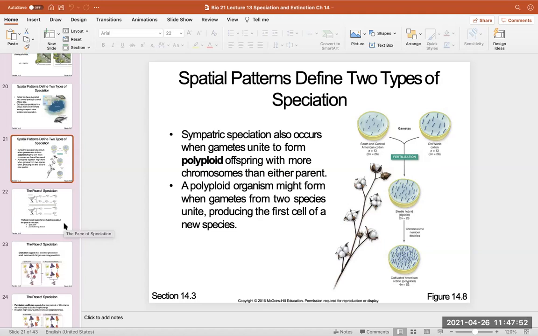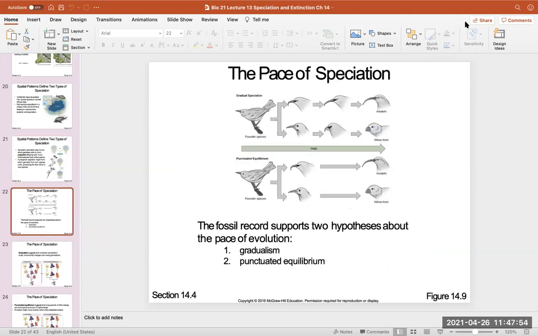Then we have gradualism. Can you guys tell me the difference between gradualism and punctuated equilibrium? Gradualism is a change in evolution that is slow and really able to be seen, whereas punctuated kind of happens all at once. And I think it's because typically an environmental change causes the species to have to change.